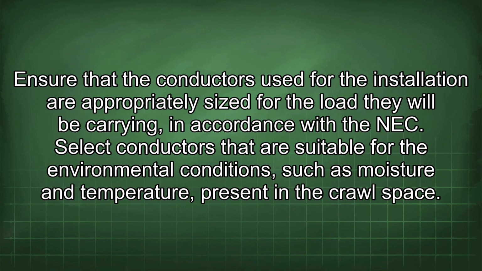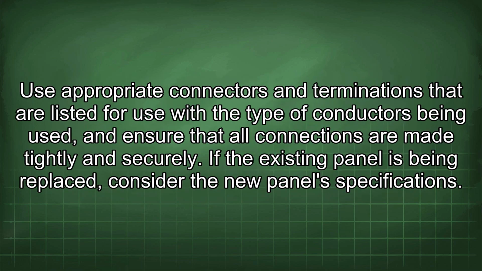Ensure that the conductors used for the installation are appropriately sized for the load they will be carrying, in accordance with the NEC. Select conductors that are suitable for the environmental conditions, such as moisture and temperature, present in the crawl space. Use appropriate connectors and terminations that are listed for use with the type of conductors being used, and ensure that all connections are made tightly and securely.